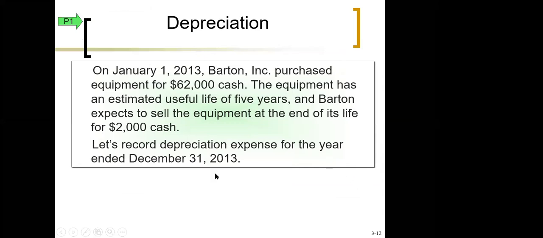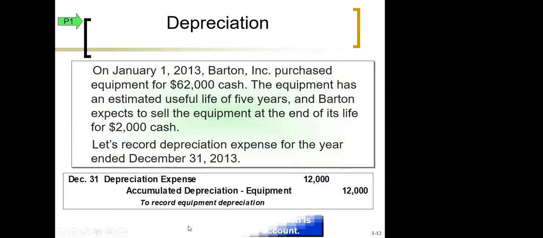Okay, so we're recording depreciation expense and accumulated depreciation. This entry you must know. Depreciation expense is a temporary account. Accumulated depreciation is the contra asset account. So you need to see depreciation expense on your profit and loss. You need to see accumulated depreciation on your balance sheet.